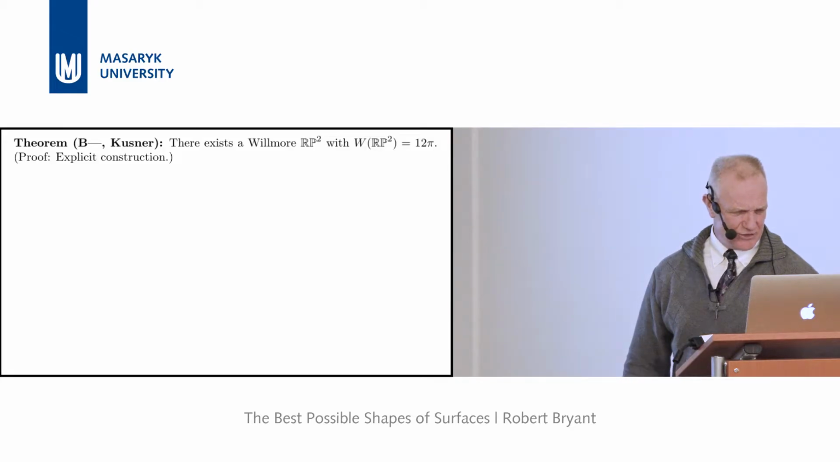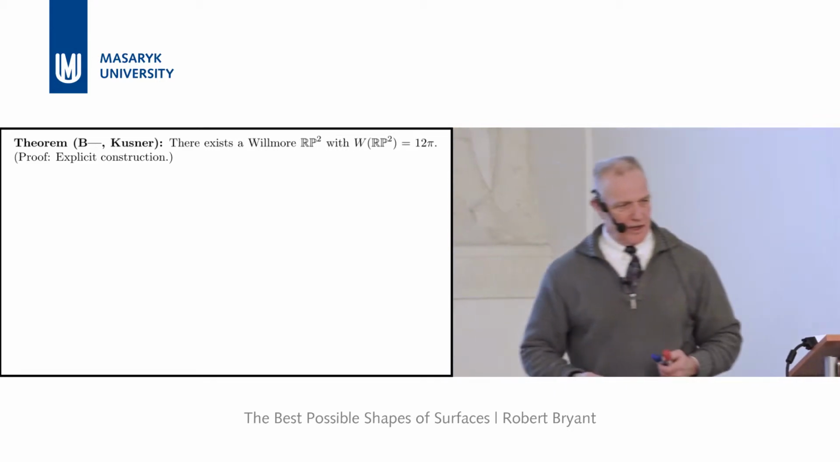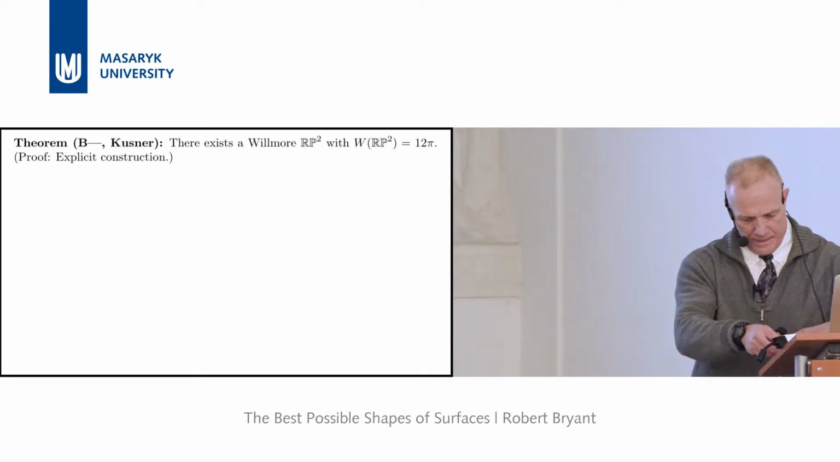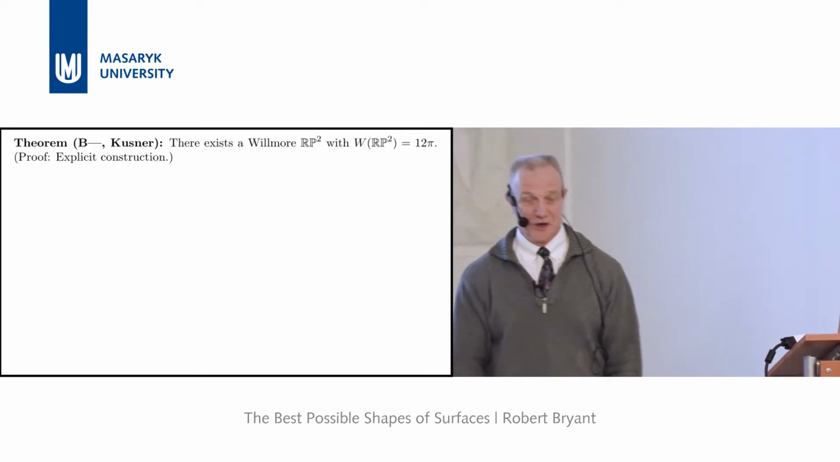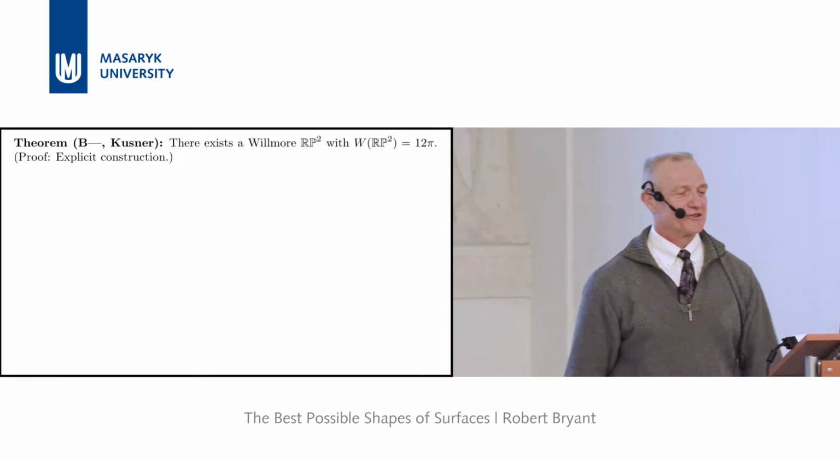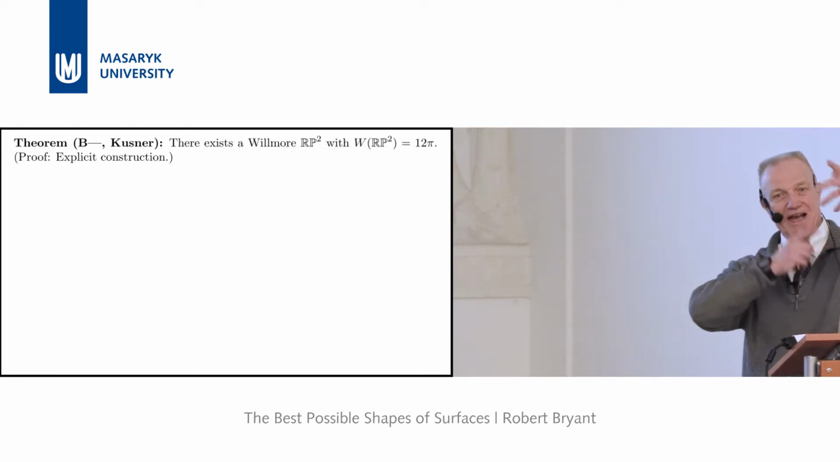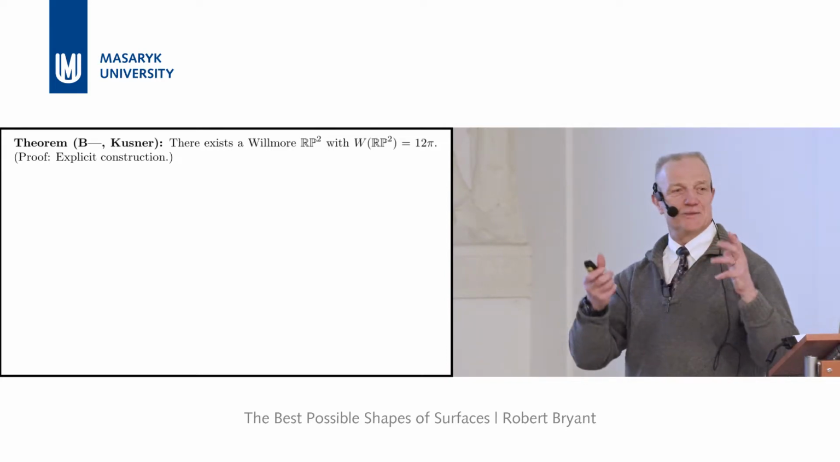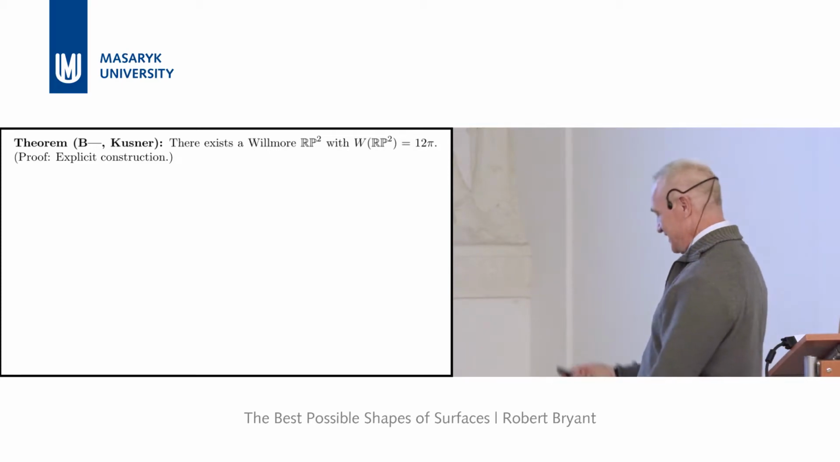But that's okay. I should finish up my talk. There are in fact a lot of pictures of the surface on the web. If you just Google Bryant-Kusner, you'll see lots of movies and things like that that show you exactly what it looks like. 3D images, you can put on 3D glasses and see the whole thing spinning around. It's pretty cool.